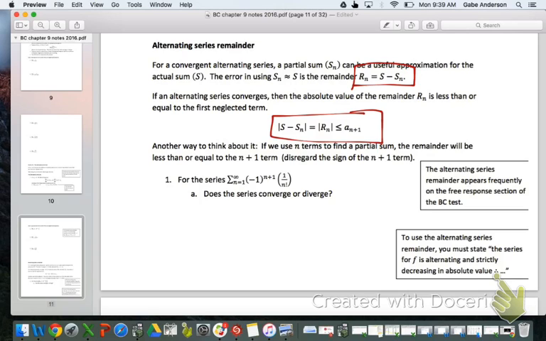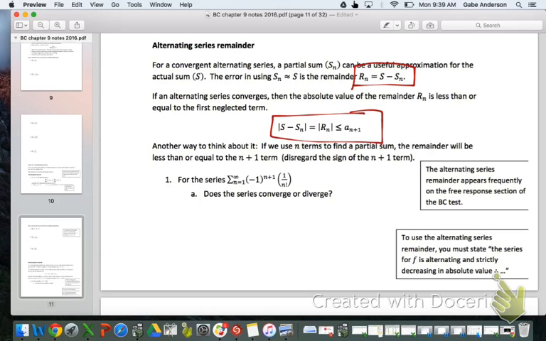Another way to think about it, as I wrote up there: if you use n terms to find a partial sum, the remainder or error will be less than or equal to the n plus 1 term. Notice all the absolute values and symbols there. We disregard the positivity or negativity of that n plus 1th term. Here's an example that takes us through everything about alternating series, number 1. For this series, does it converge or diverge?